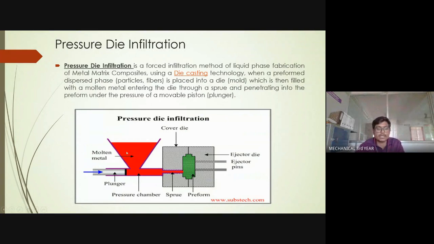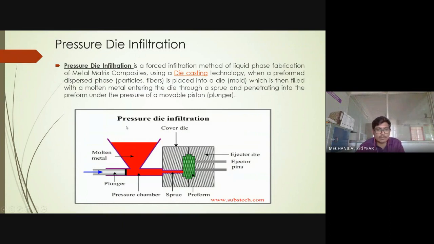In this particular setup, we have molten metal in a hopper, and we have a fixed die and a movable die with an ejector pin over here. Within the fixed die and movable die, you are going to add the preform in the space provided. This is a cavity. In this cavity you have to put the preform inside, into which the molten metal has to be infiltrated.